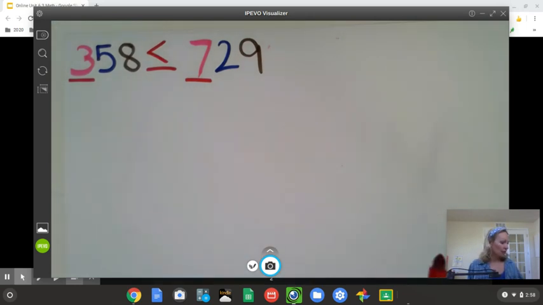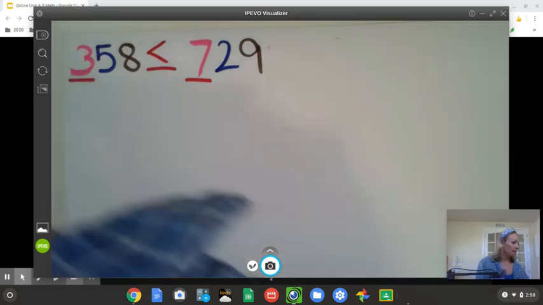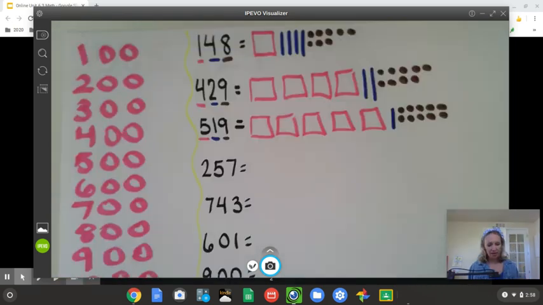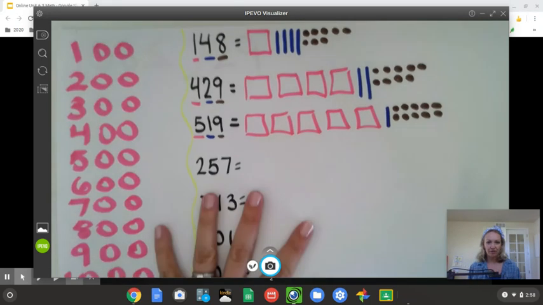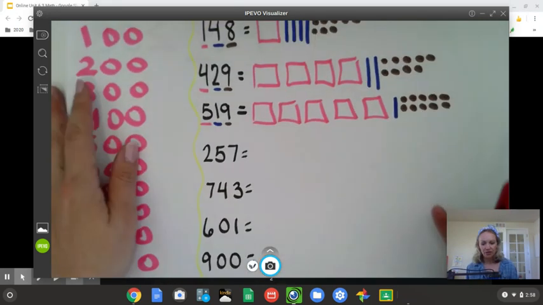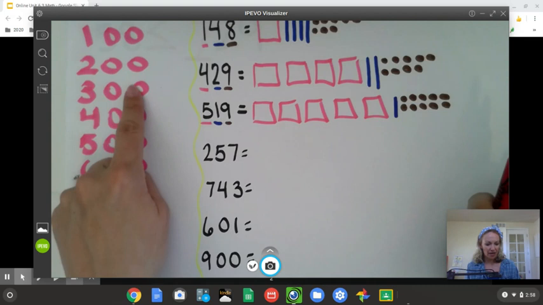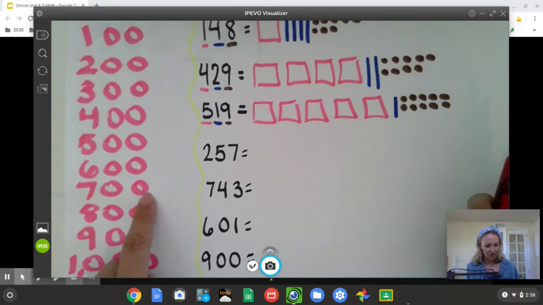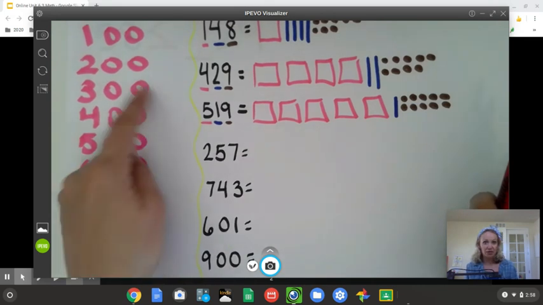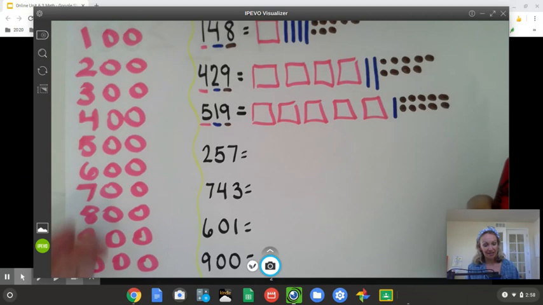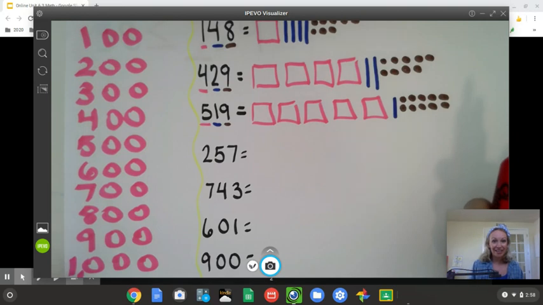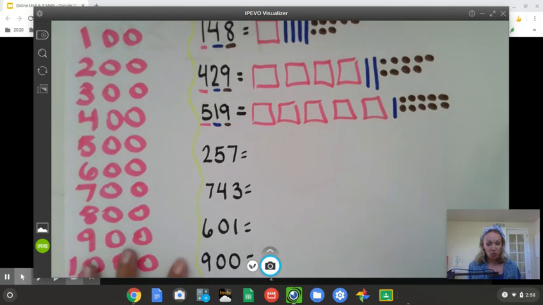The other day when we were doing that, we were taking our hundreds and ones, and this gives you a little bit more information. If we go back to this, we know that 700 is larger than 300. If you want to go back to what we did on day one and practice counting up, 300, 400, 500, 600, 700, 800, 900, that is an awesome tool.